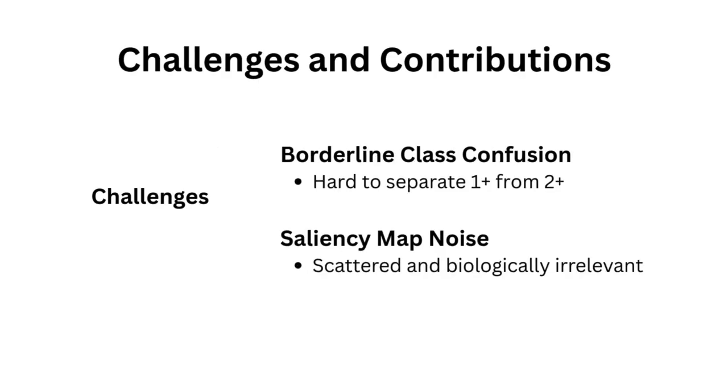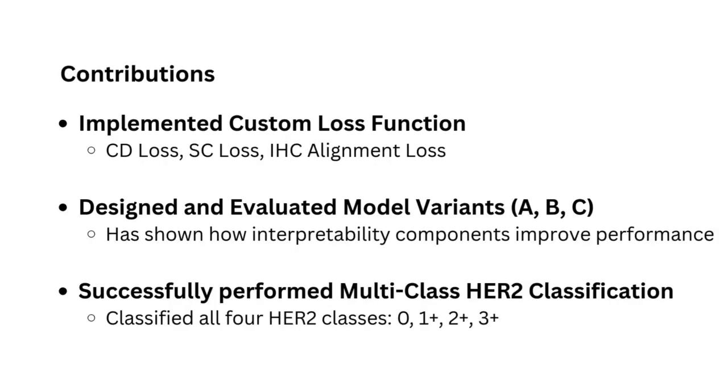This project came with a few challenges. One of the challenges was the difficulty in distinguishing classes like 1+ and 2+, since they are often visually similar. Another challenge was that the saliency maps were noisy, which often highlighted irrelevant regions. The project made solid progress. I implemented 3 custom loss functions. Furthermore, I had managed to build a system that classifies all 4 HER2 levels with interpretable outputs.